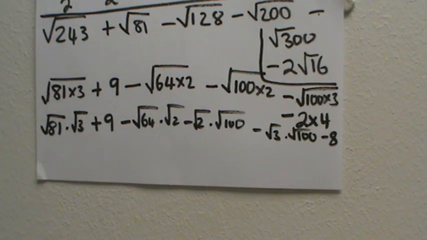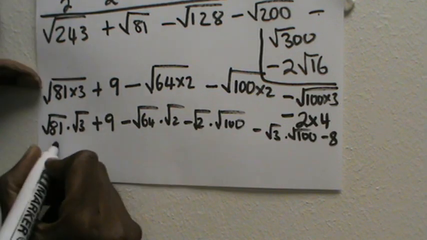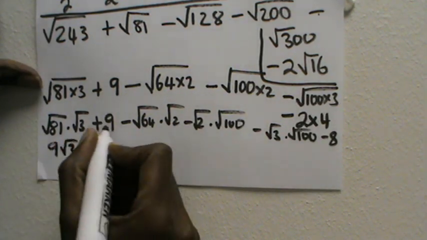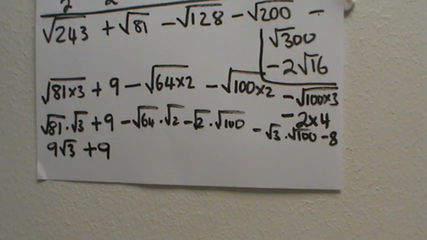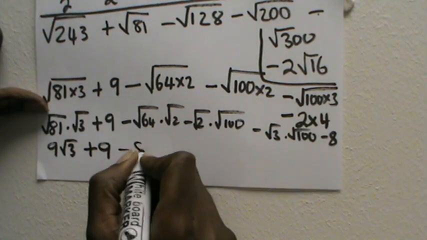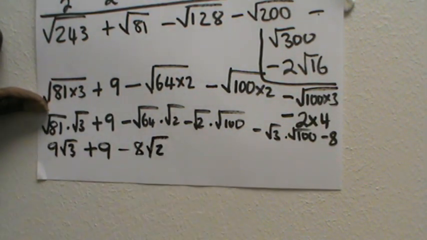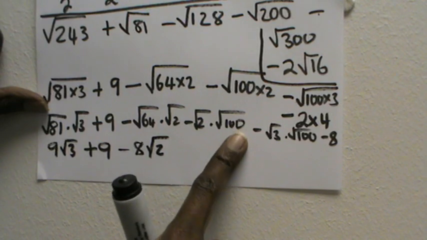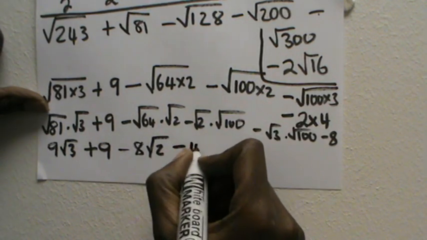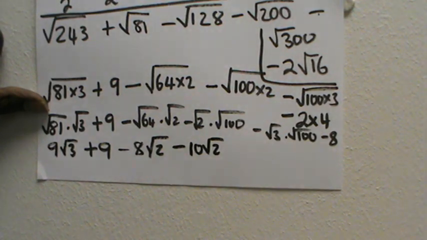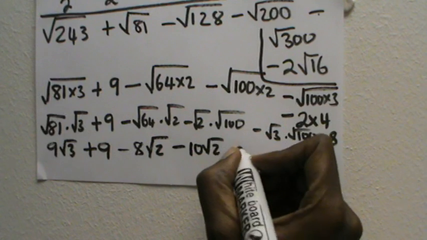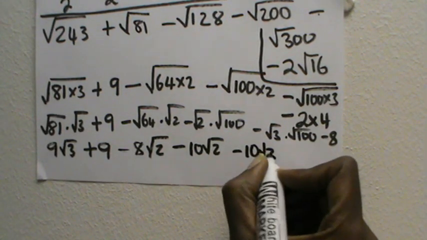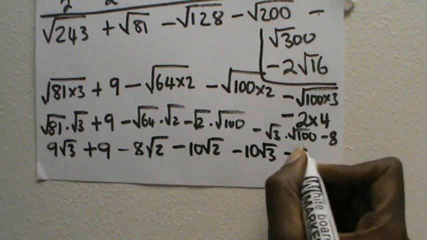Now square root of 81 is 9, so I should have 9 root 3, and then this 9 is just here. Square root of 64 is 8, so I have minus 8 times square root of 2, and then square root of 100 is 10, so I should have minus 10 root 2, and then square root of 100 again is equal to 10, so I have minus 10 root 3, and then there I have 8.